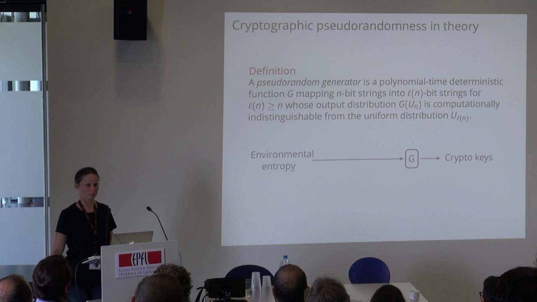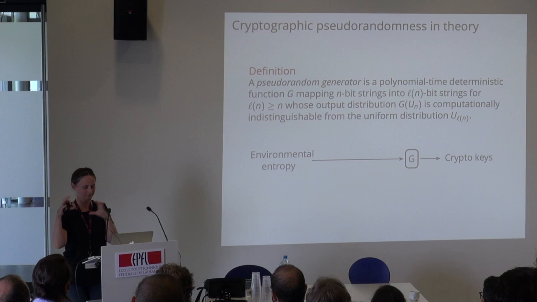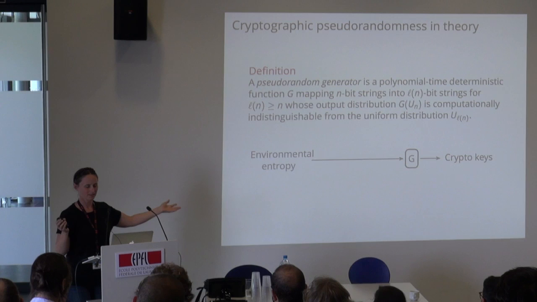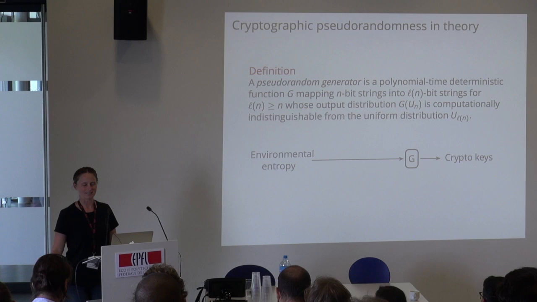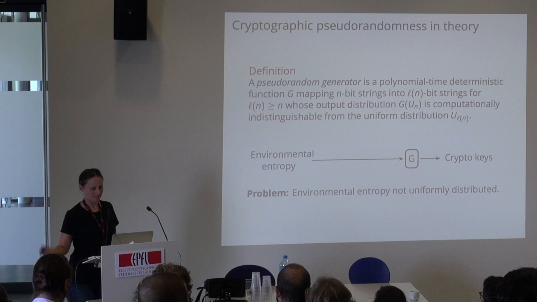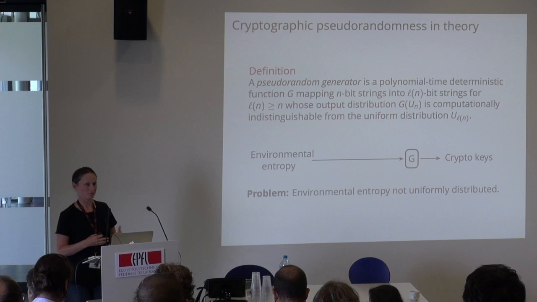The picture is that what we hope our computers are doing is taking environmental entropy, running it through some magic algorithm that will expand it into some larger amount of entropy, and we use that to generate our 4096-bit RSA keys or whatever we're doing. Well, this is a little bit oversimplified. For example, environmental entropy is not uniformly distributed. You have to do something.